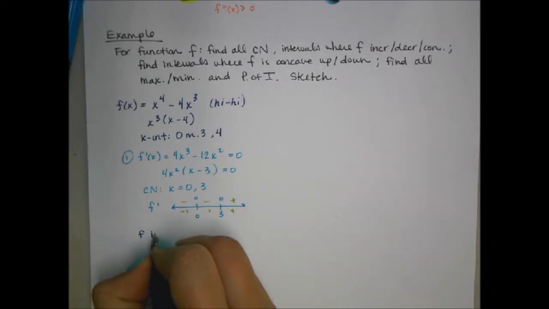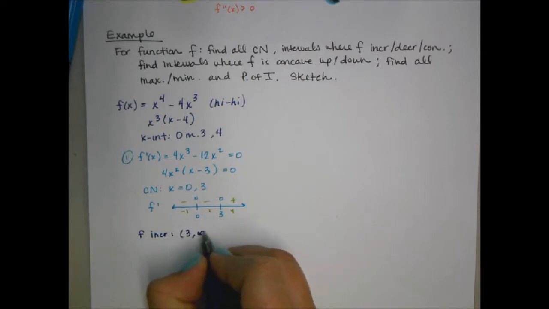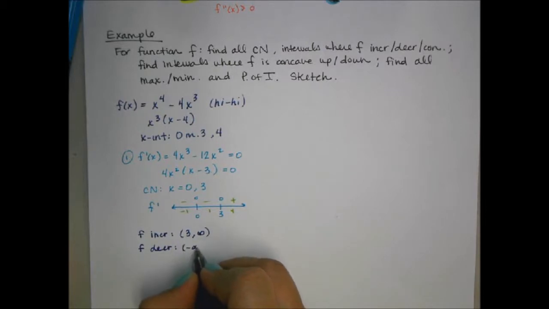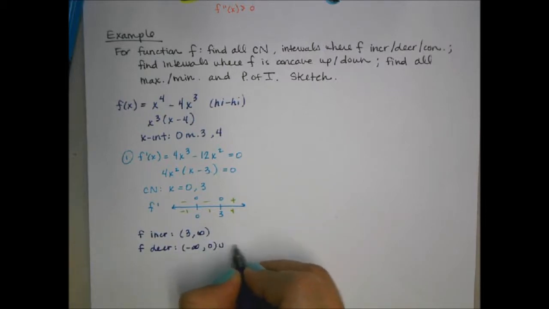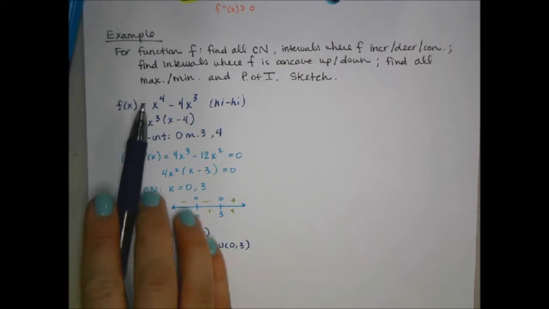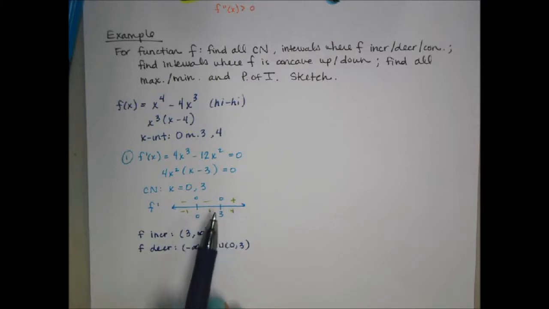So f is increasing from 3 to infinity, and f is decreasing from negative infinity to 0 and 0 to 3. Something's happening at 0, but there was no sign change, which means it's not a relative minimum or a relative maximum. At 3, though, I did have a sign change. Notice f prime changes from negative to positive, which means f changes from decreasing to increasing. So there should be a relative minimum when x is 3.